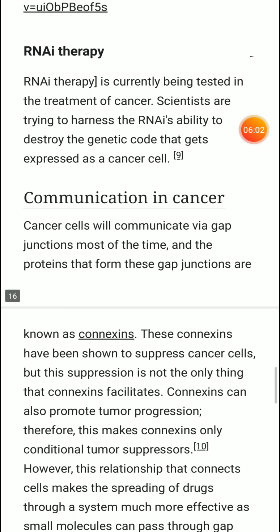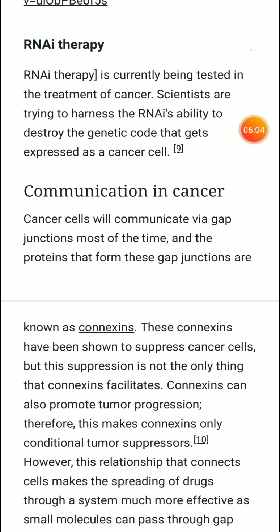Okay. RNAi therapy. The RNA interference therapy is currently tested in the treatment of cancer, trying to harness the RNAi ability to destroy the genetic code that gets expressed as cancer cells.